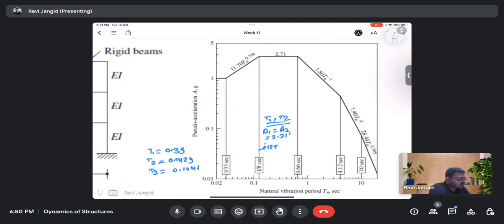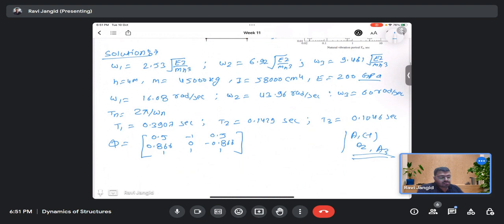And what would be my A3? T3 is falling in this other range. So for this, A3 would be 11.7 times Tn to the power 0.704. So let us put it into the system. A1 was 2.710, A2 is also 2.710, and A3 was 11.7 times T3 to the power 0.704.